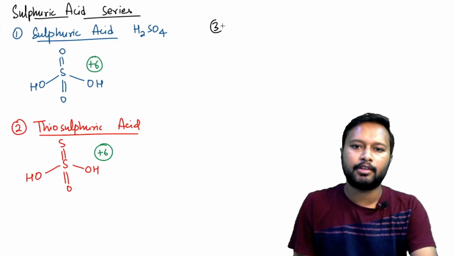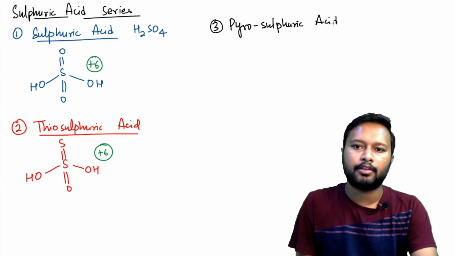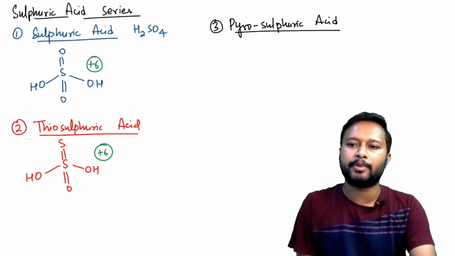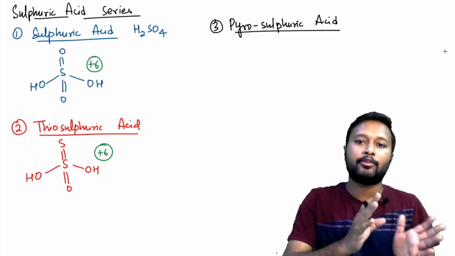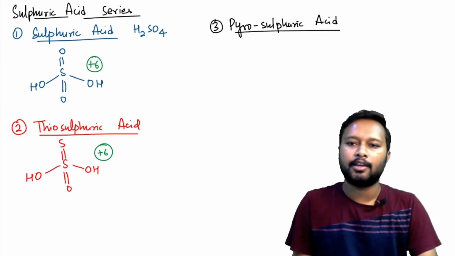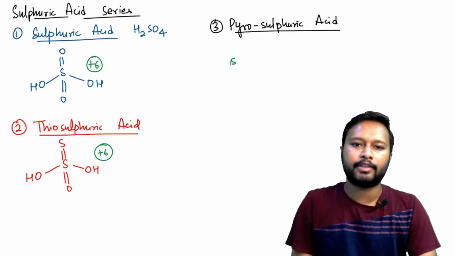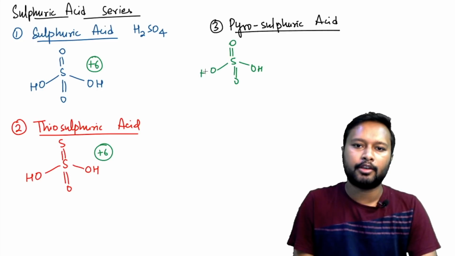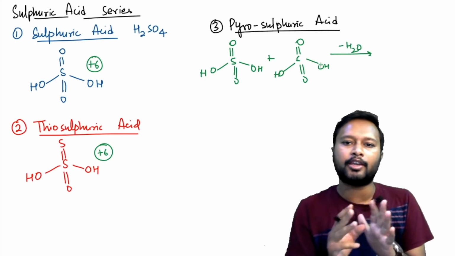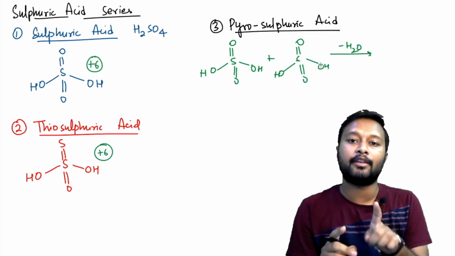So the third one is your pyrosulfuric acid. As I told you, it's pretty simple. It's not as difficult as pyrosulfurous acid, okay. What you have to do is just take 2 moles of this, S double bond O, OH and OH. You have to take 2 moles of it and just remove a water molecule, that's all. Removal of a water molecule is going to give you the structure. The only thing where you have to take care is pyrosulfurous acid, okay.